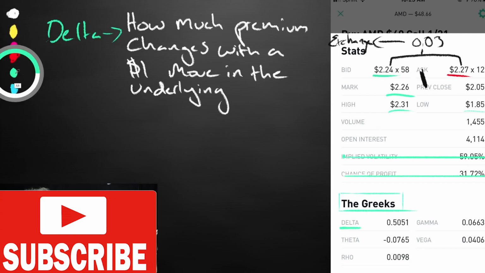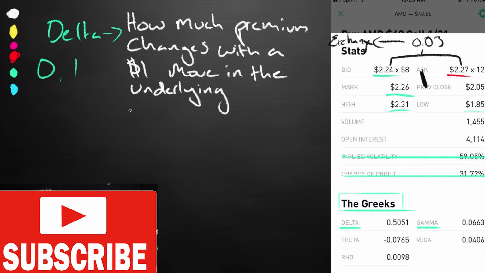Gamma, which we're not going to get into too much today, is how much delta changes given a $1 move in the underlying. So delta is not constant. It does not stay at this 50 cents, which is why if you buy a further out of the money or further in the money option, they're going to have different deltas. In fact, those deltas are going to change between 0 and 1.